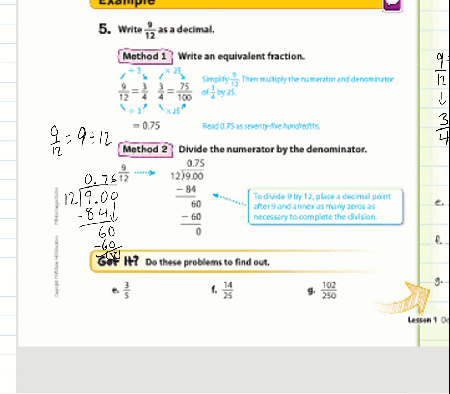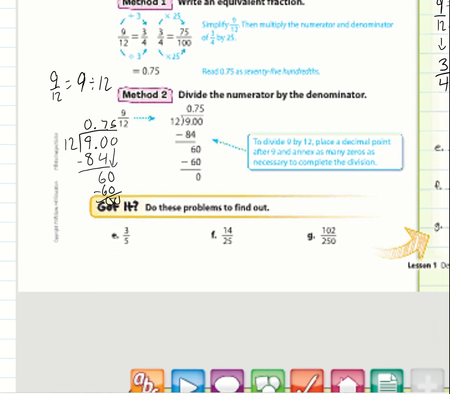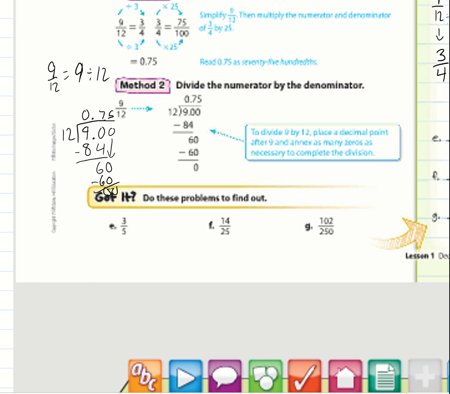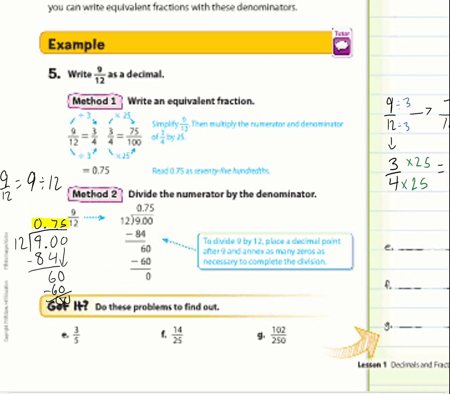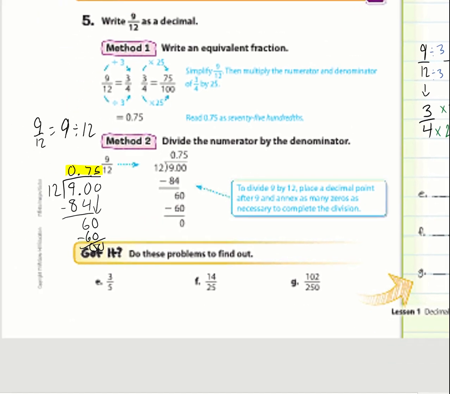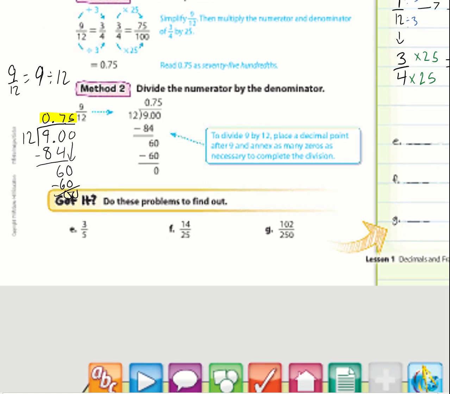This is if you know how to do long division with decimals. With my class, we work backwards: I do chapter 3 and then chapter 4. So this may be new to anyone that's not in my class, but this is long division with decimals. Now we have a final answer of 75 hundredths. So there's 2 ways: you can get your denominator to 100 by dividing and multiplying, or you can just simply divide. So go ahead and try E, F, and G.